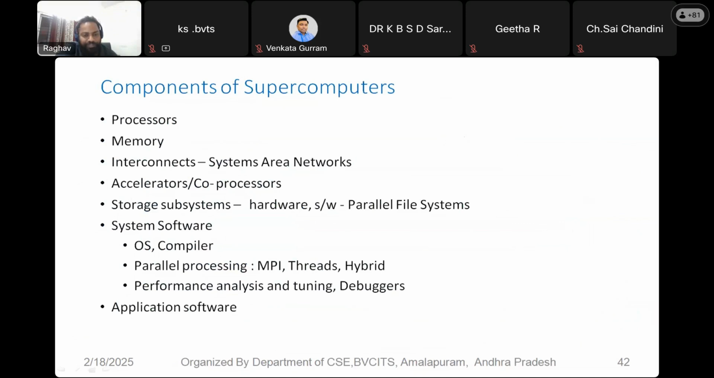For building up all these kinds of systems, we have the operating system, compilers, and then different frameworks for parallel processing. And then for debugging and diagnostics, we have a separate set of software. So all these systems come together as individual supercomputers.